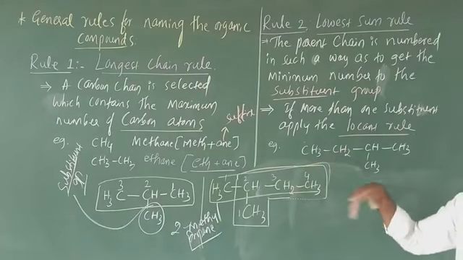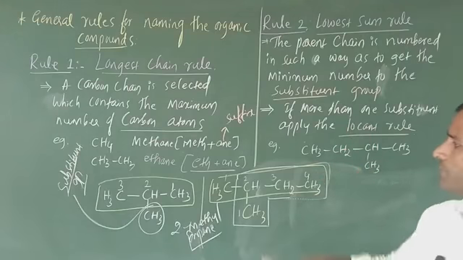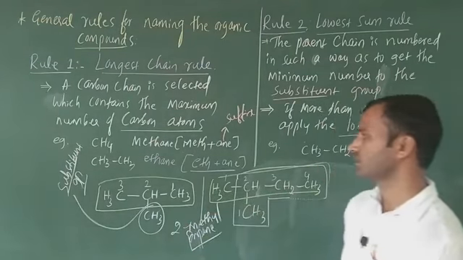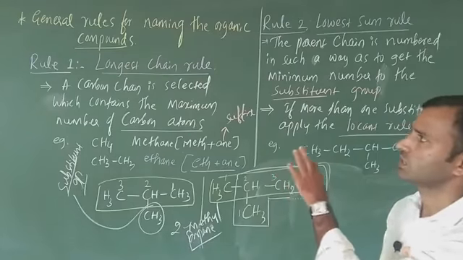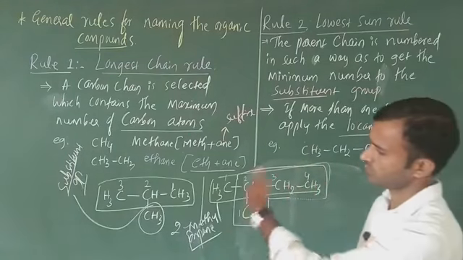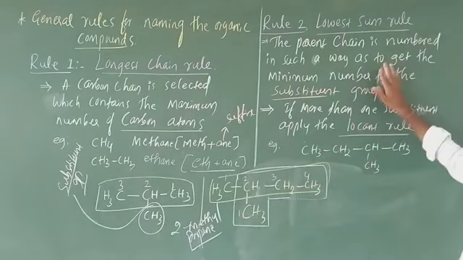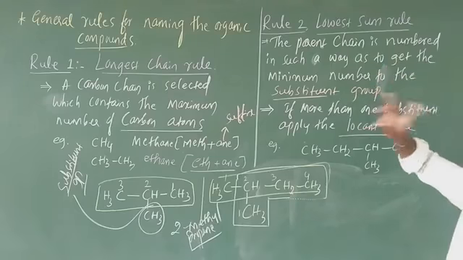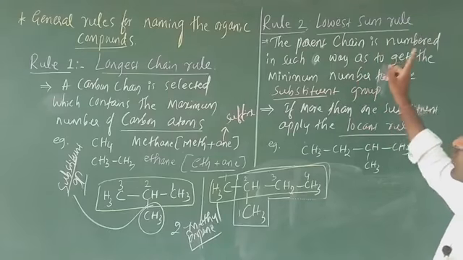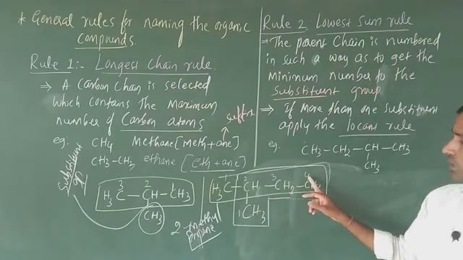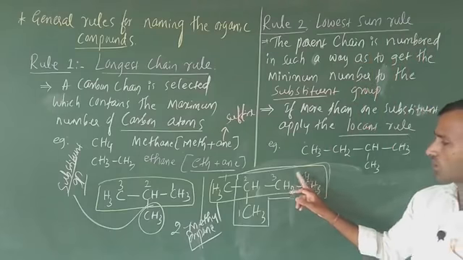Okay, what is rule 2? We are going to study it right now. This is one example for the longest carbon chain. I will give more examples in the next class. Second, we are going to discuss rule 2. This is the lowest sum rule. This is most important. Why are we not going to write like this, 1, 2, 3?